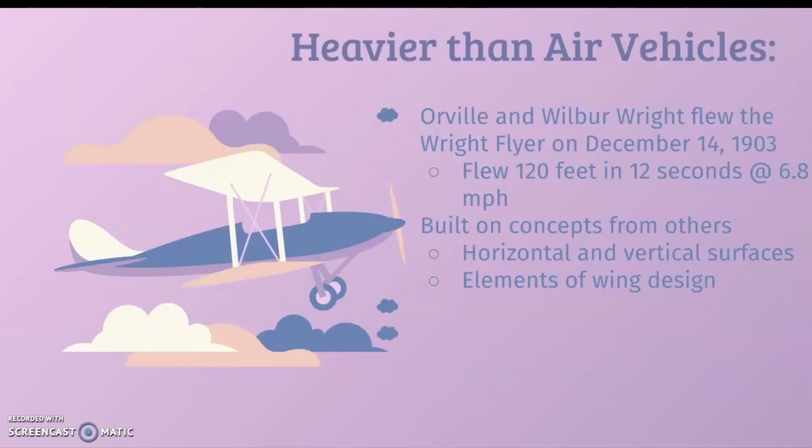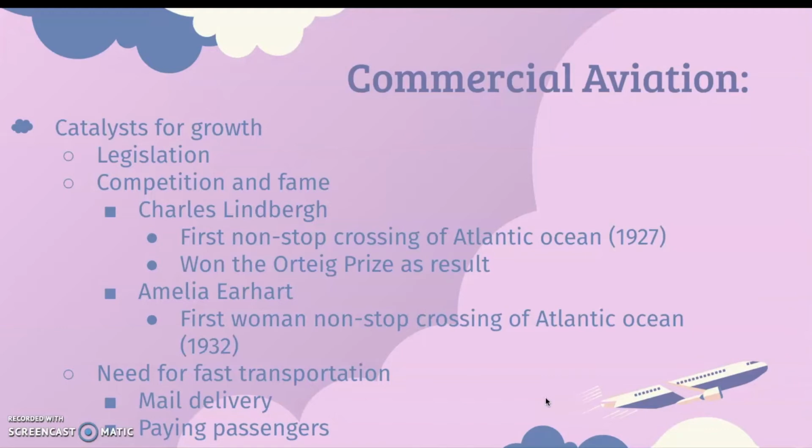Heavier-than-air vehicles weren't really discovered until 1903. Orville and Wilbur Wright flew the first heavier-than-air vehicle in Kitty Hawk, North Carolina. They flew 120 feet in 12 seconds at 6.8 miles per hour. Their design built on concepts that others had already been innovating with, including horizontal and vertical surfaces, as well as elements of wing design. After we started utilizing heavier-than-air aircraft, we eventually commercialized aviation.